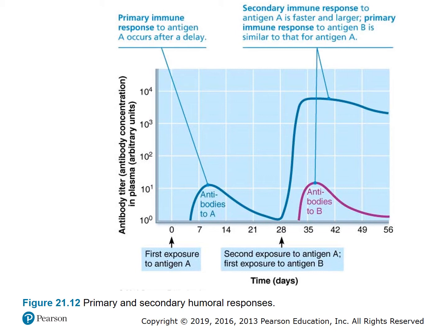And then upon a second exposure to antigen A, first exposure to antigen B, so a secondary immune response to antigen A is faster and larger, as you notice from the graph in blue. A primary immune response to antigen B is similar to that for antigen A, because it's a different antigen, basically.